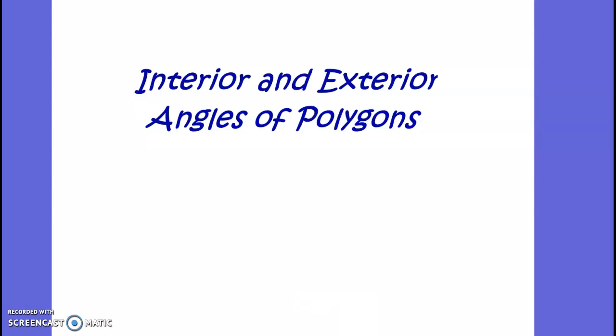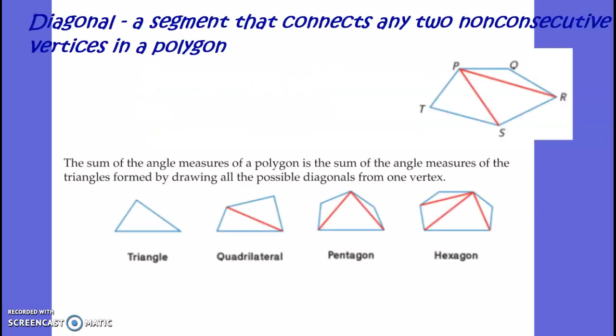Today we're going to be learning about interior and exterior angles of polygons. So when we look at our polygons, if you notice we have the pentagon TPQRS up to the top right, there are some diagonals drawn. A diagonal is a segment that connects two non-consecutive vertices of a polygon. Non-consecutive means that they would not be right next to each other.